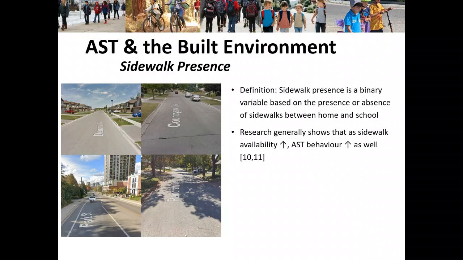The presence of sidewalks can be a binary variable based on the presence or absence of sidewalks between home and school. We also sometimes use a ratio of sidewalks to roads, where we want to see a ratio as close to 2, suggesting there are 2 sidewalks for every single road intersection or road segment. That's what we'd like to see. Research generally shows that as sidewalk availability increases, AST behavior increases as well.